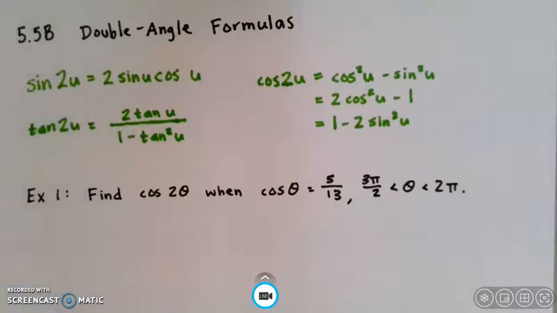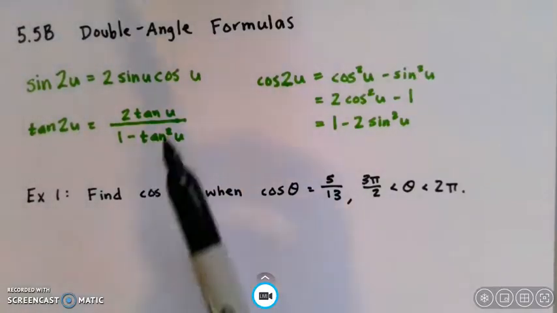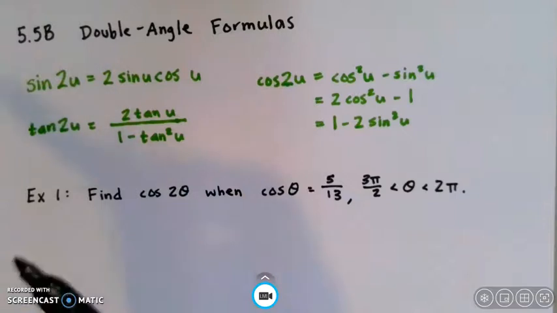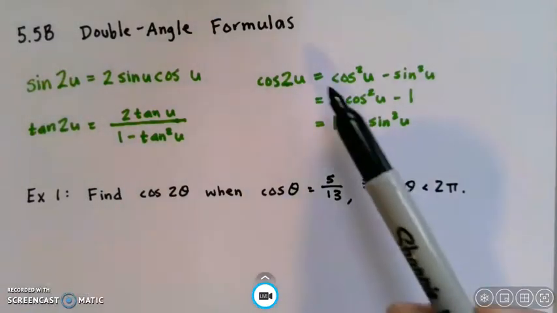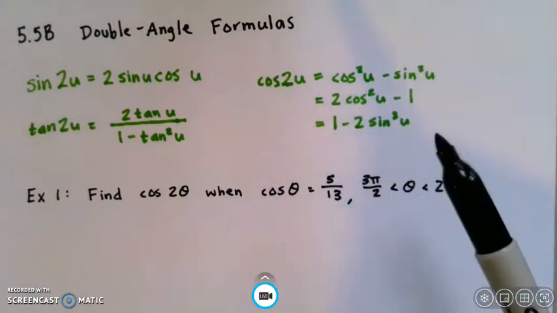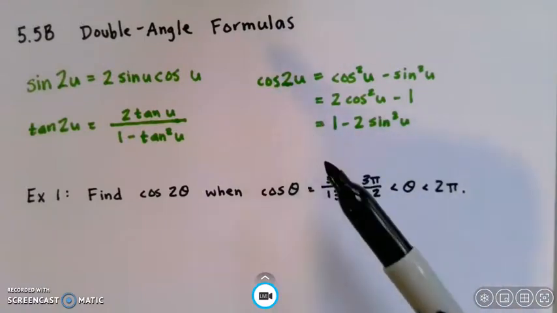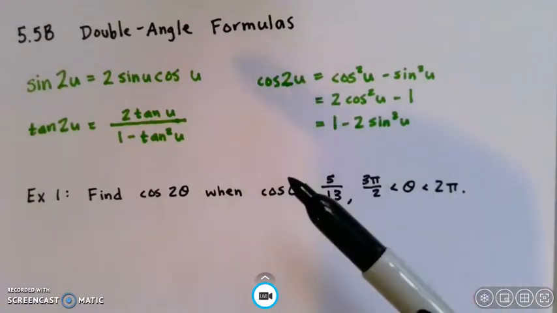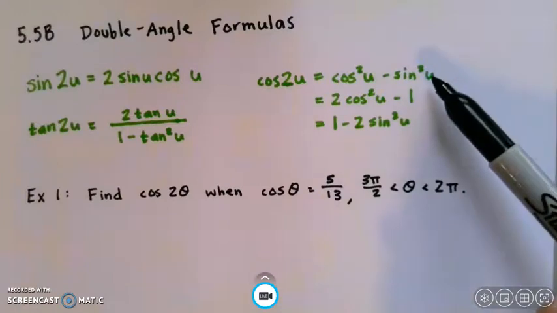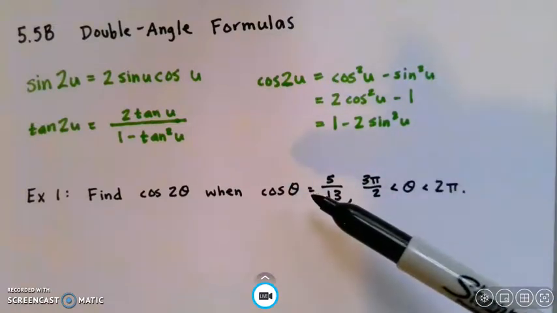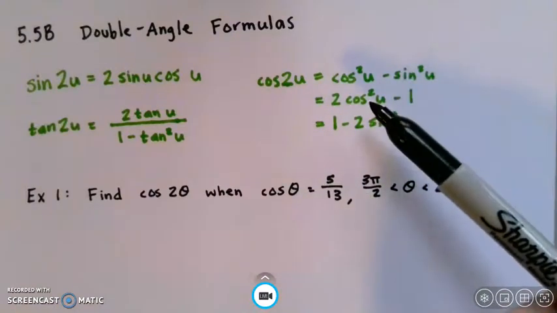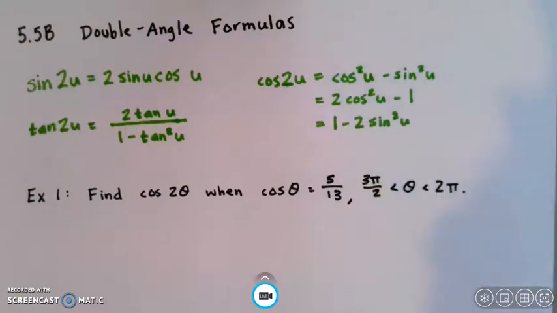In this lesson, we're going to be focusing on the double angle formulas. So you can see that there are formulas for sine, cosine, and tangent. And even within cosine, there are actually three versions of the formula that will give you cosine of 2 times any angle. So when you are trying to find cosine, like we are going to do in our example, you get to choose which one you want to use.